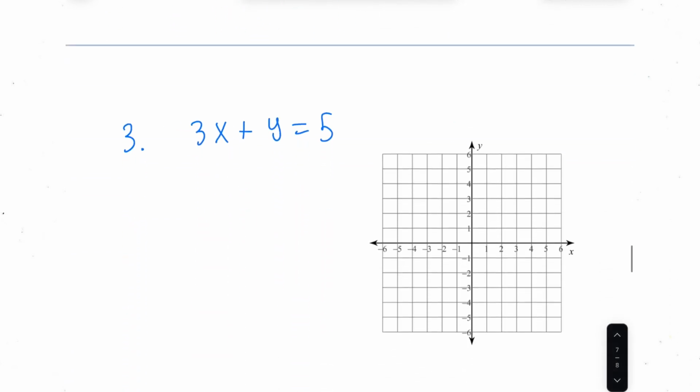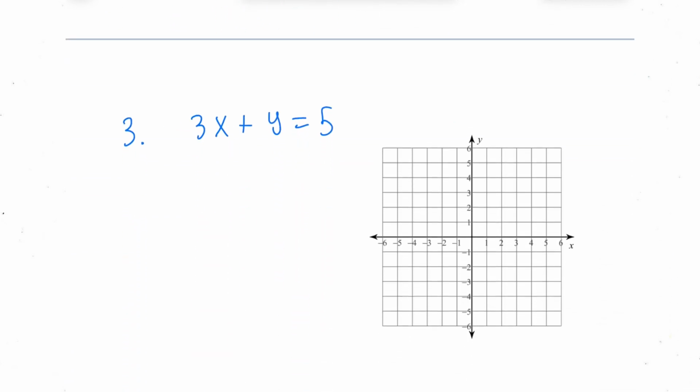So now we're running into one where we don't have a number that's divisible by both these numbers. So you can't divide 5 by 3. You can divide it by 1, which is what's in front of the y here, but we can't divide it by 3. So what we do in this case is we just manipulate the equation and put it into slope-intercept form. Slope-intercept form is y equals mx plus b.